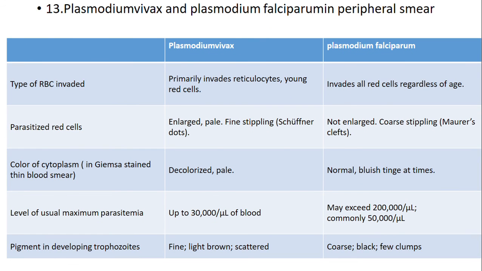Then, Plasmodium vivax and Plasmodium falciparum. In Plasmodium vivax, the type of RBC involved is primarily reticulocytes, but Plasmodium falciparum involves all red cells regardless of the age. Parasitized red cells are enlarged and pale, with fine stippling, but they are not enlarged in falciparum. Then the cytoplasm is decolorized and pale, with a normal bluish tinge, and pigment develops, fine and light brown and scattered, but in Plasmodium falciparum the pigments are coarse, black and form clumps.